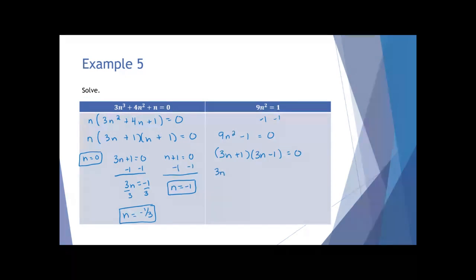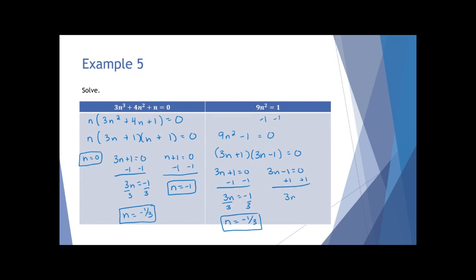So then I have 3n plus 1 equals 0, 3n minus 1 equal to 0, and then I solve each of these. So for the first one, I'm going to subtract 1 from both sides. This gives me 3n equals negative 1. Divide by 3. You're going to get really good at solving here. n is equal to negative 1/3. The second one, I add 1 to both sides. I get 3n equals 1. Divide by 3. n is equal to positive 1/3.